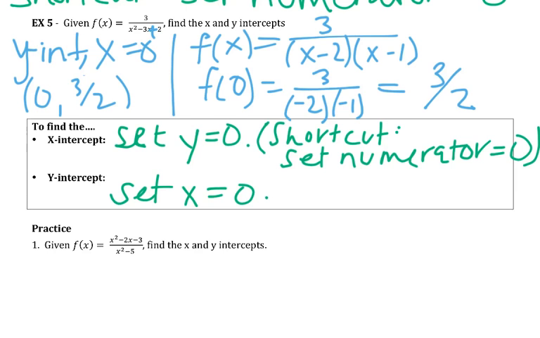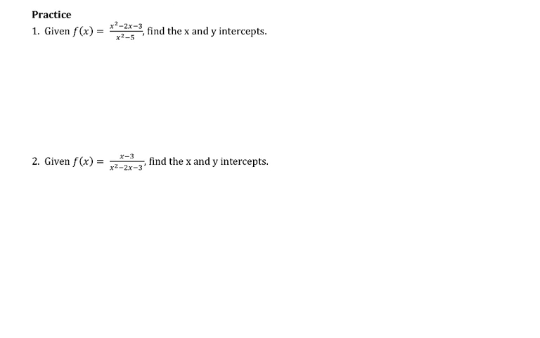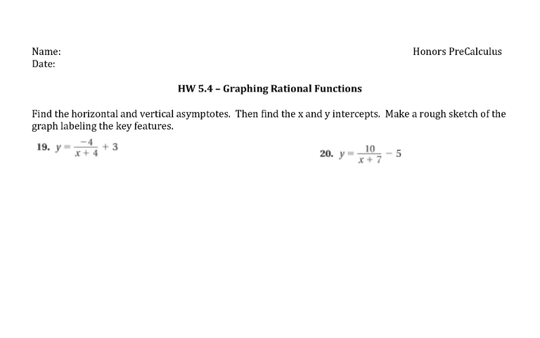That's it. Okay, so time to practice. You've got 2 examples below. You can check your answers on the key online. And that's it for now.